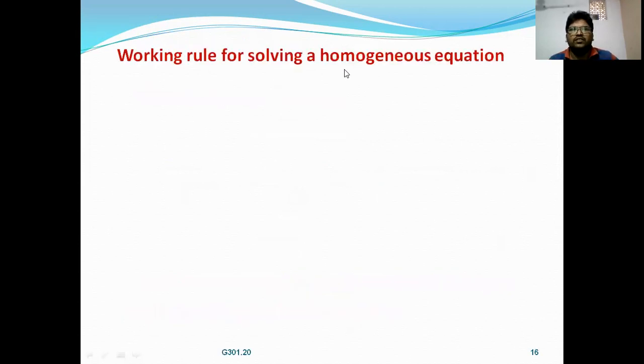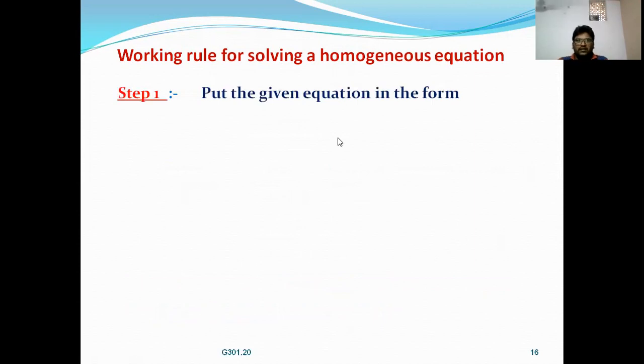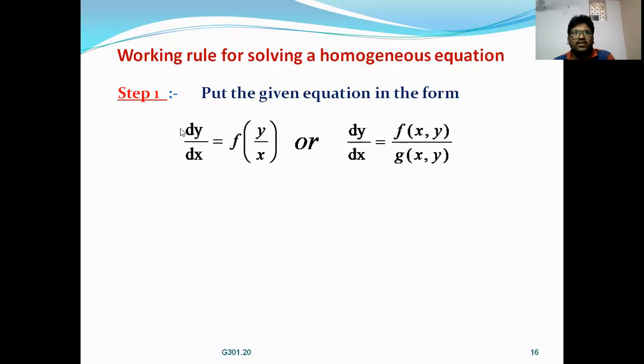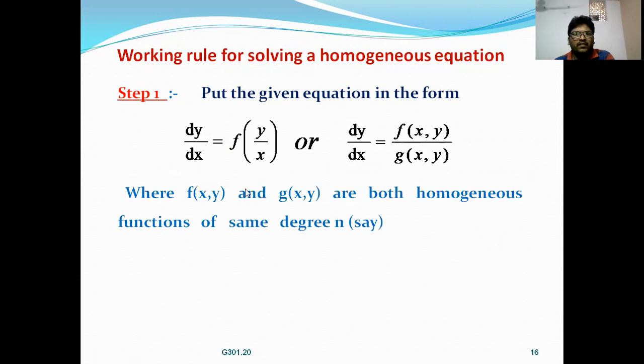Working rule for solving a homogeneous equation. I will tell the steps for how to solve a homogeneous differential equation. First step, put the given equation in the form dy/dx = f(y/x). First we have to convert the equation into the form dy/dx = f(x,y)/g(x,y), where f(x,y) and g(x,y) are both homogeneous functions of degree n.